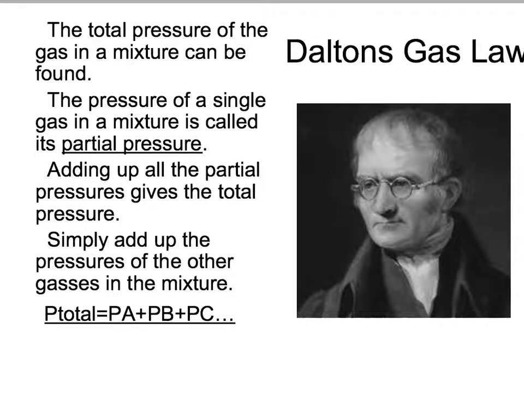All right, some new stuff. We have Dalton's gas law, and Dalton basically says that you can add up all the individual pressures of gases in a mixture to get the total pressure. So when we use Dalton's gas law, we're talking about partial pressure, and partial pressure is just the pressure of a single gas in a mixture. To find the total pressure, you just have to add up all the partial pressures.